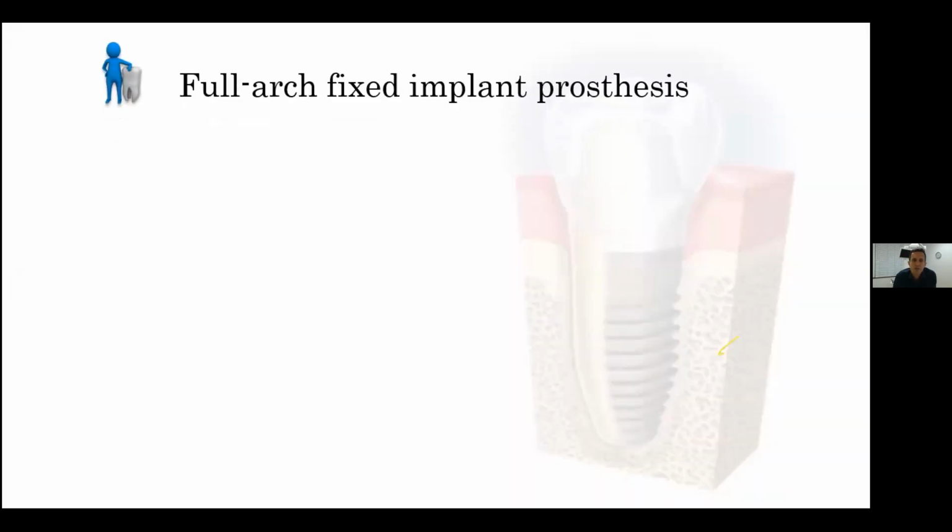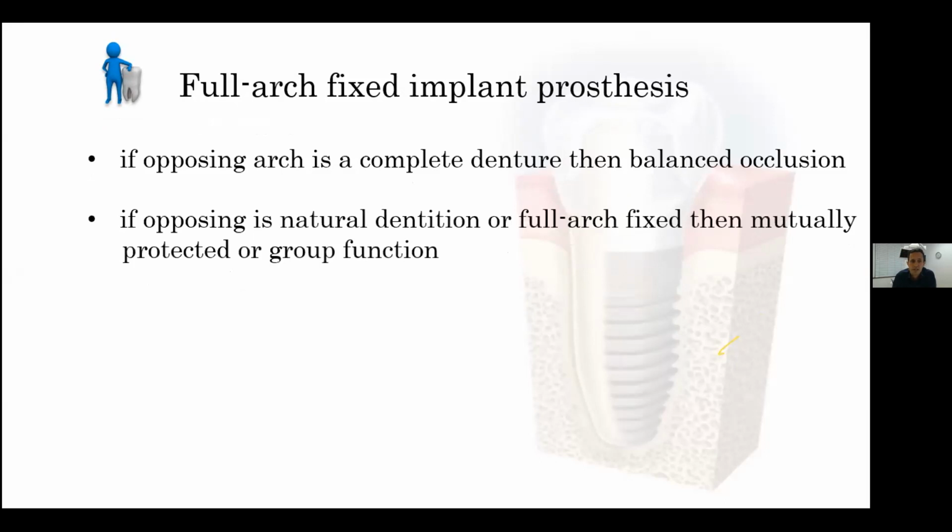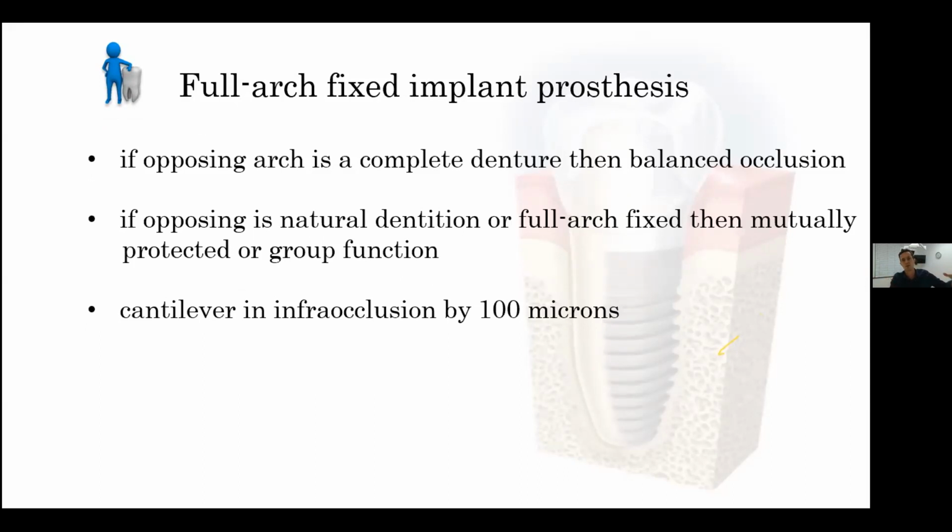Then if we look now at a full arched fixed implant prosthesis, we have to decide on certain things here. If the opposing arch is a denture, then we have a balanced occlusion. We go back to our denture days. If the opposing arch is a natural dentition or another fixed full arch on implants, we look at a mutually protected occlusion or group function. Any cantilevers must have no contact on them. Remember though, as long as 2 implants are joined together, contact on the pontic is not an issue. Contact on the marginal ridges is not an issue because they are splinted together. It's only when you have a cantilever that we want no contact on that aspect at all.